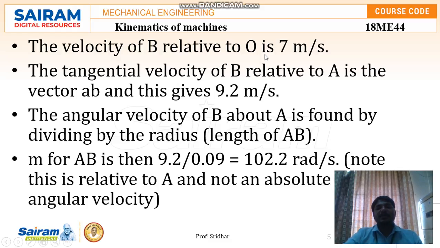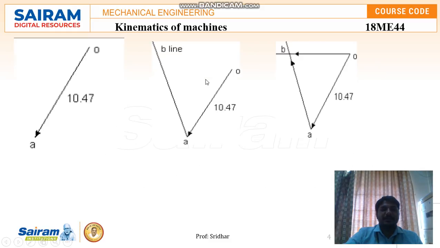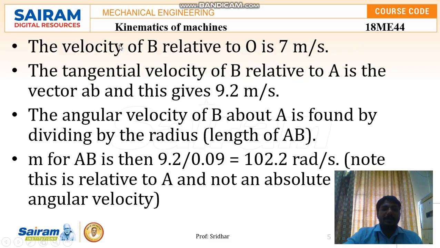Now the tangential velocity of B relative to A is the vector AB, and this vector AB gives us 9.2 meters per second. When we measure the distance from A to B, we get 9.2 meters per second. From A to O we already got 10.4. From O to B we get one value, and from A to B we got another value, that is 7 meters per second, and vector AB gives 9.2 meters per second.